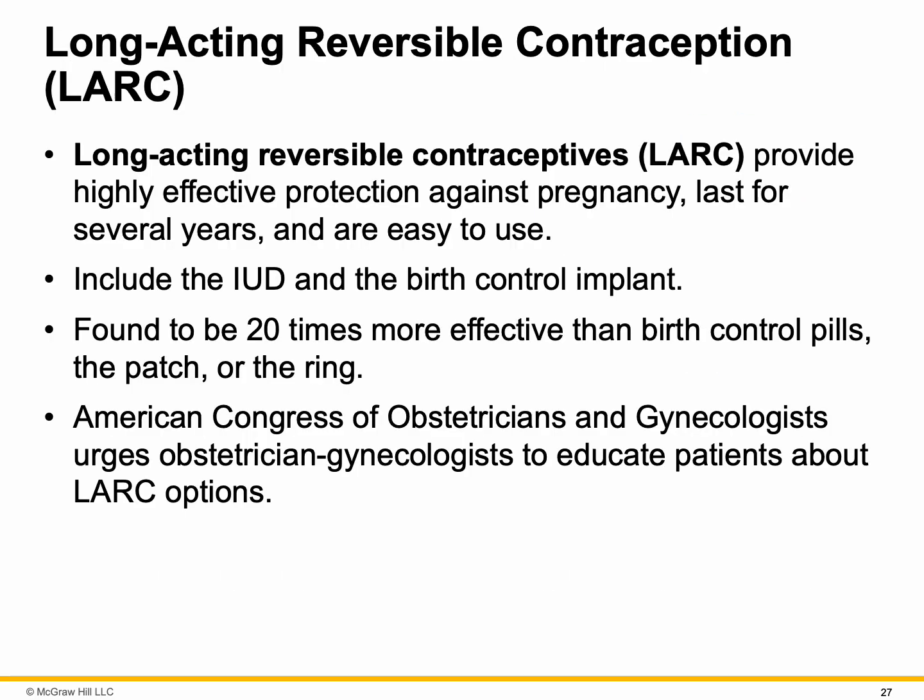IUDs, the birth control implant, and other similar forms of long-acting contraceptives are also known as long-acting reversible contraceptives, or LARCs. These provide highly effective protection against pregnancy, last for several years, and are easy to use. LARCs include the intrauterine device, or IUD, and the birth control implant. Now, because LARCs don't require women to use these methods daily or each time during sex, they've been found to be 20 times more effective than the birth control pills or the patch or the ring. And the American Congress of Obstetricians and Gynecologists urges them to educate patients about LARC options.